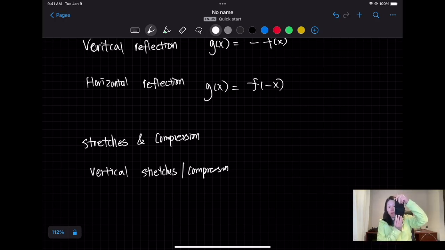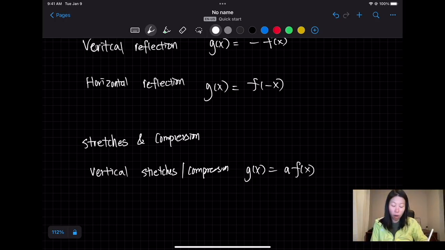But if you compress them horizontally, what does it look like? It's going to look fatter, right? Okay, so now let's take a look. Vertical compression, which one is going to be a vertical compression? You multiply some number to the whole function, you will see a vertical change. All right.